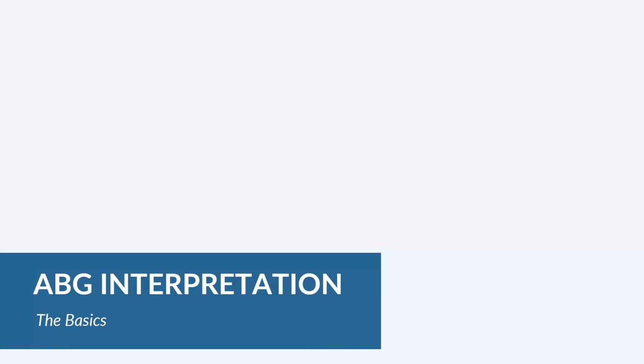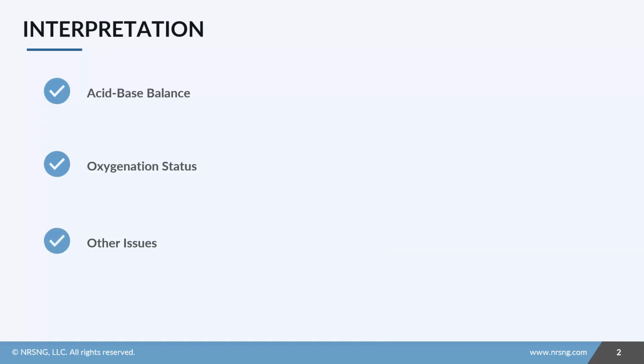And then in the next 2 lessons, we're going to give you 2 tricks or quicker methods to interpret without having to think about it for too long. So let's get started. Like we talked about in the last lesson, there are 3 main things we can gather from an arterial blood gas: acid-base balance, oxygenation status, and other issues.